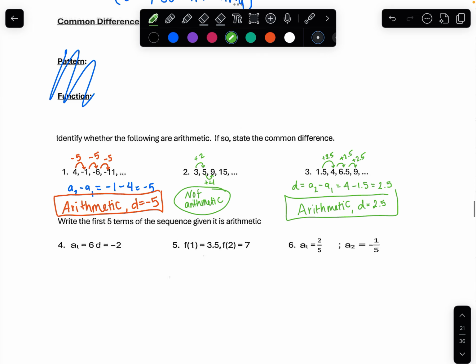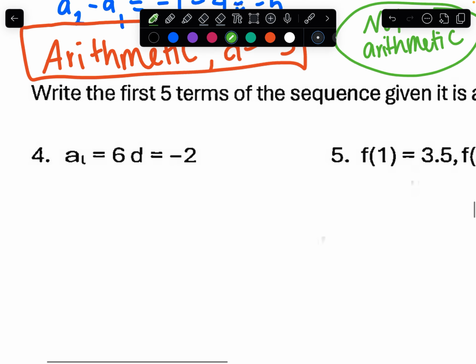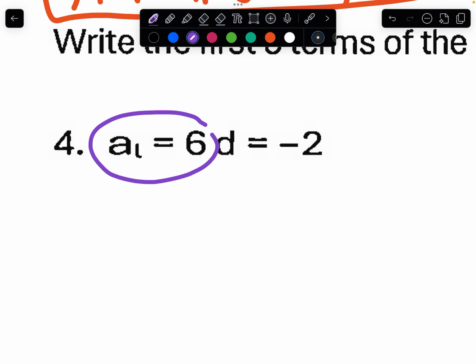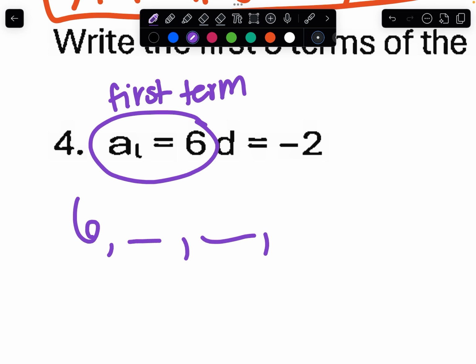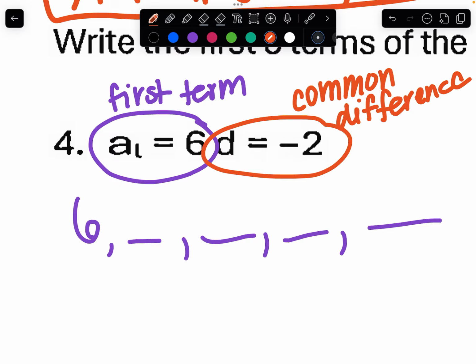Okay. Now what we're going to do is look at 4, 5, and 6 and write the first 5 terms of the sequence. This right here is our first term because it's a sub 1. We're given our first term and we have our common difference, so we need to find 4 more numbers. Our common difference is -2, so we're just going to subtract 2 every single time.